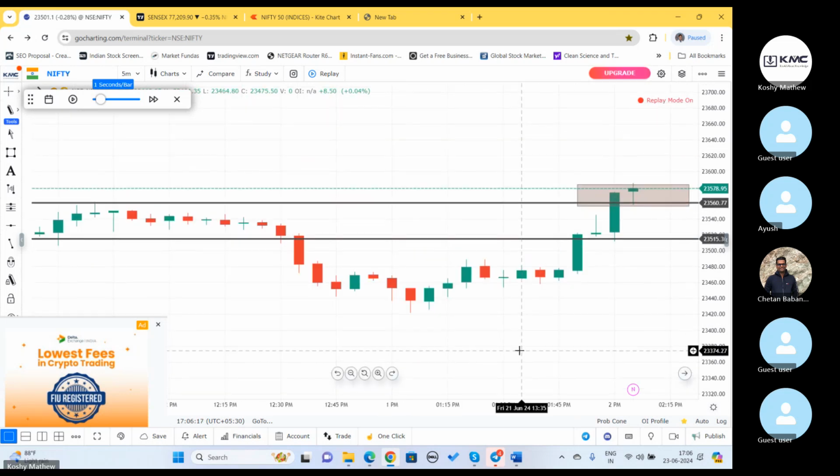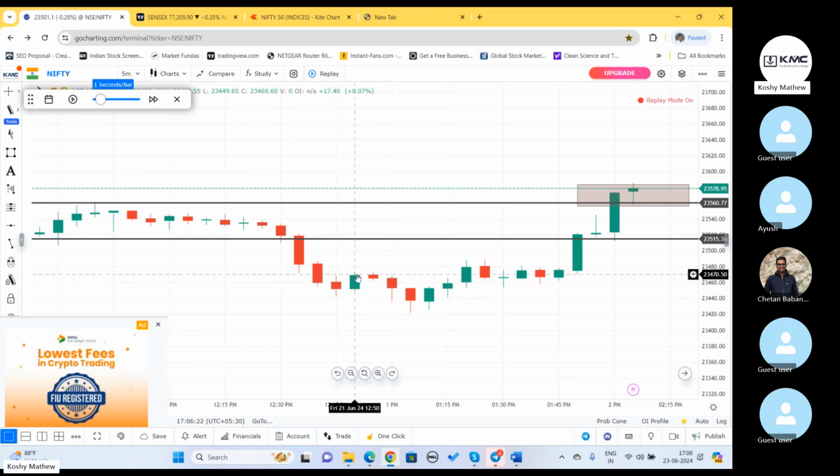See, people shorted from here. Here also it came. They might have seen a green candle. Few people might have exited, other people might have held on. They thought, okay, the market is going to come. You see here what happened? Oh, here, 2 candles.